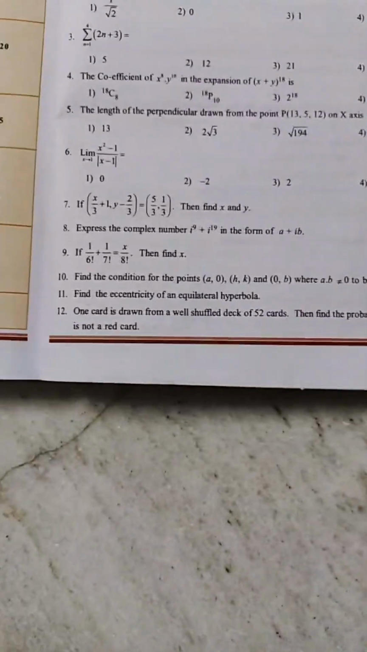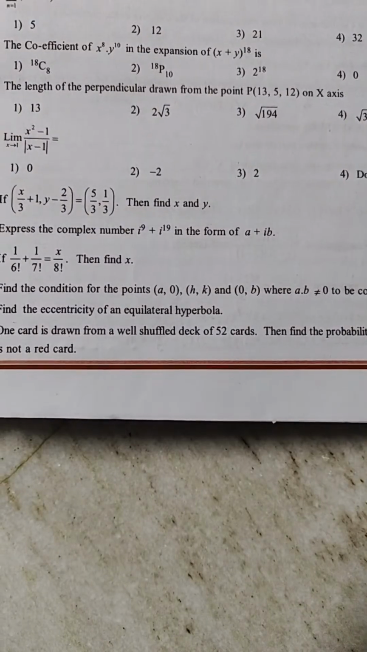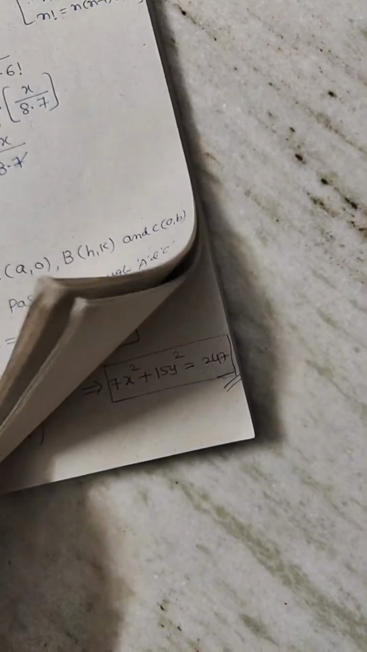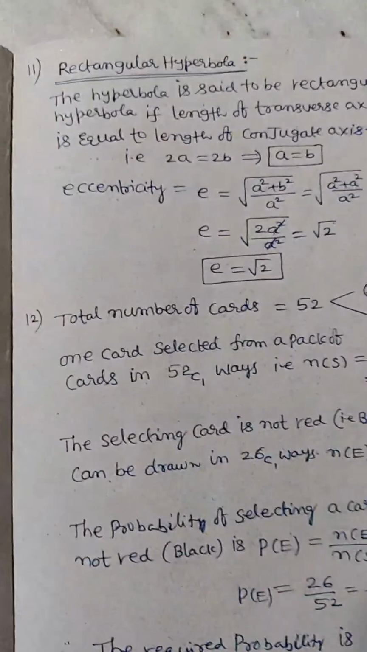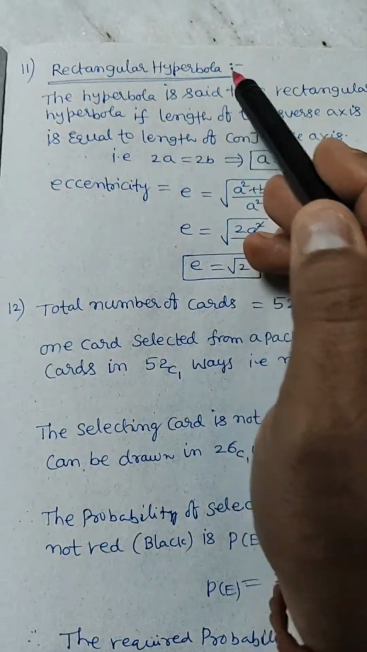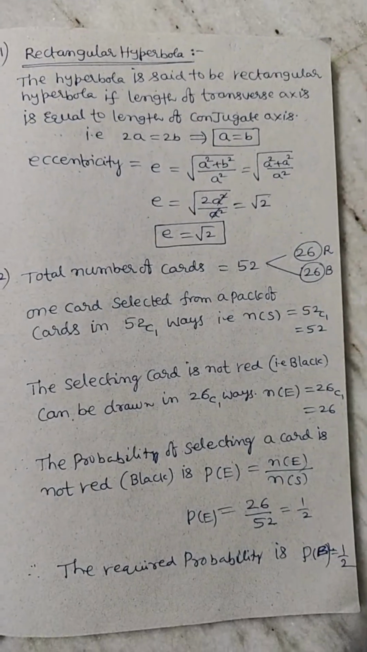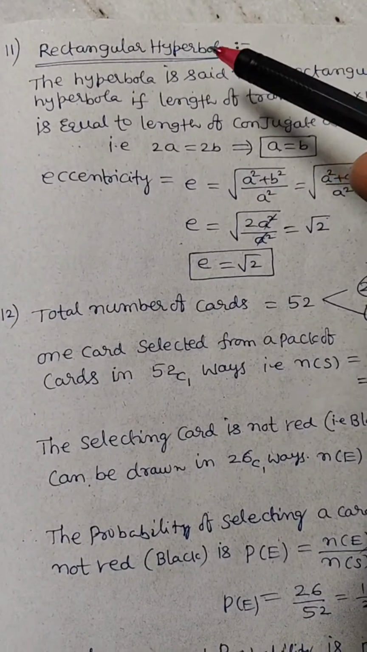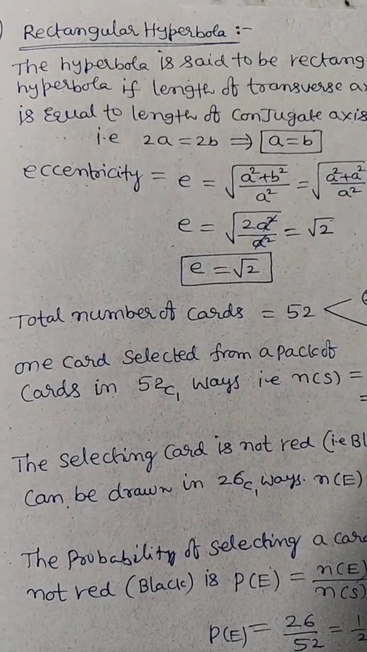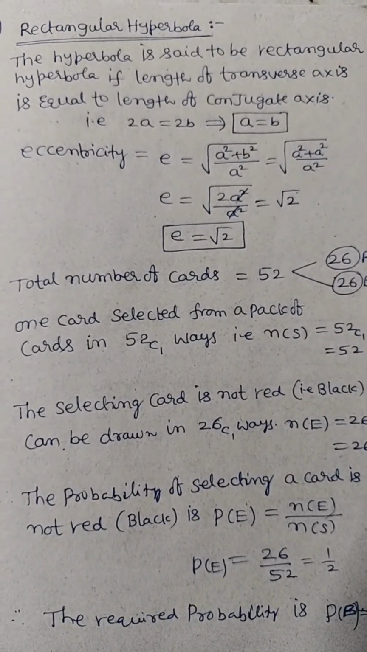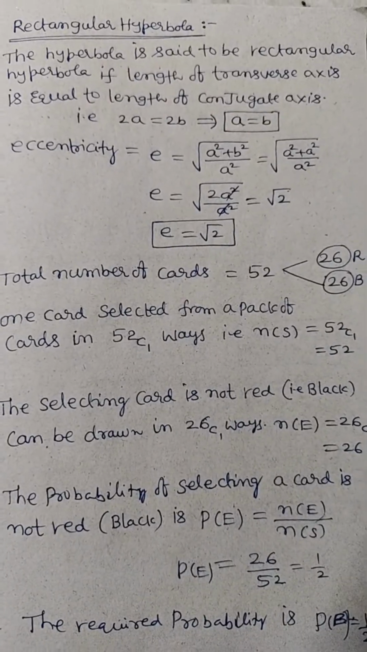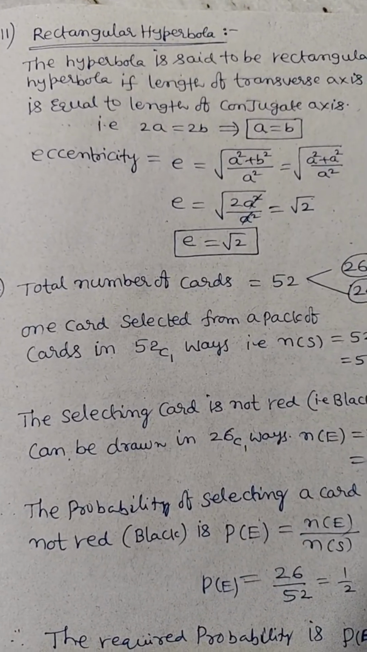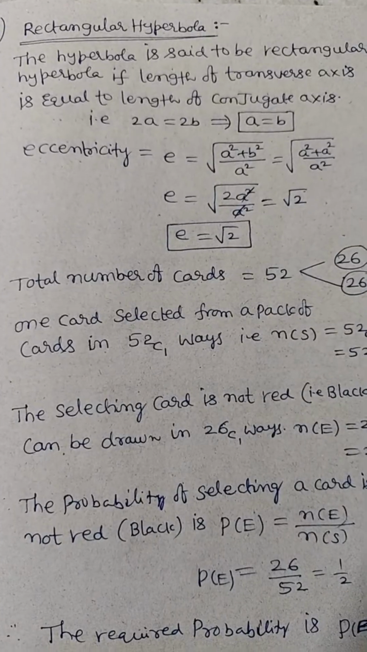Next, find the eccentricity of an equilateral hyperbola. So it's a very good concept. We already did it as a rectangular hyperbola, or another name we discussed, an equilateral hyperbola. Both meanings are the same. A hyperbola is said to be a rectangular or equilateral hyperbola if the length of the transverse axis is equal to the length of the conjugate axis.